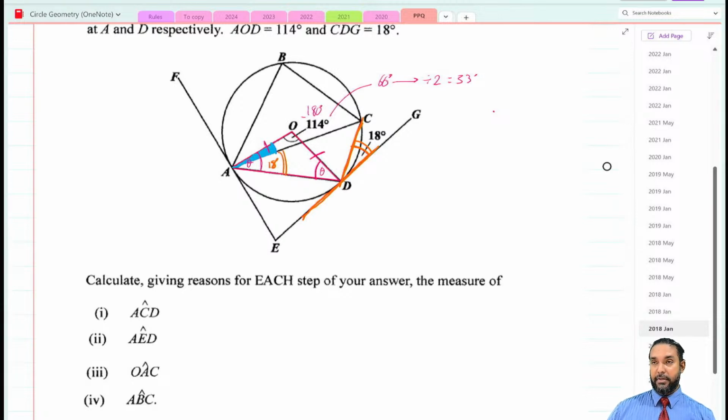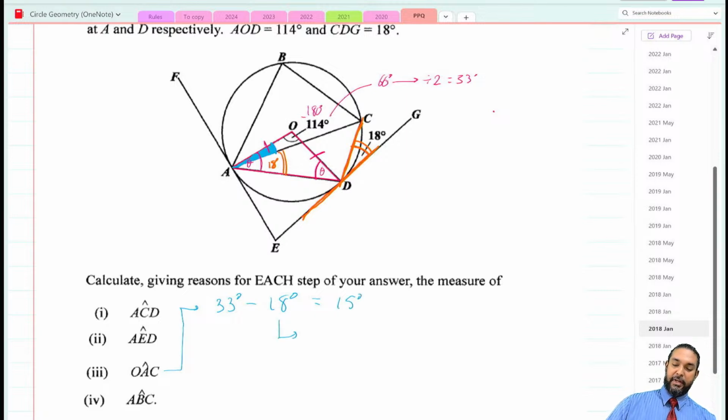180 minus 114 will give us 66. And then you take away what from that? 18 here. 36 from 66 is 30, and 30 divided by 2 is 15. So OAC is, we said, 33 minus 18, which is 15 degrees.